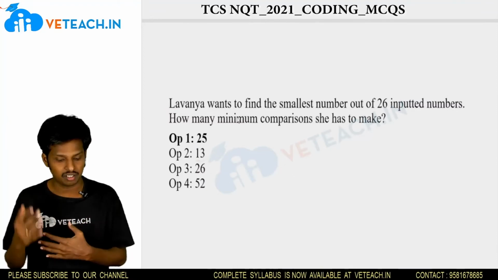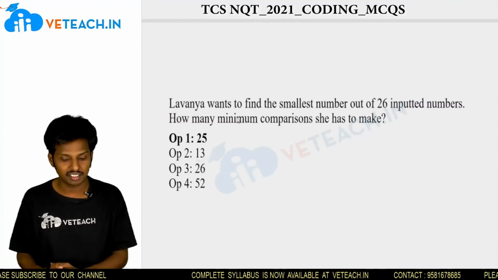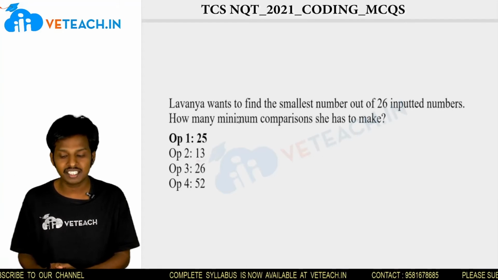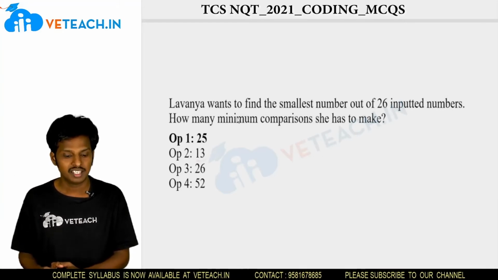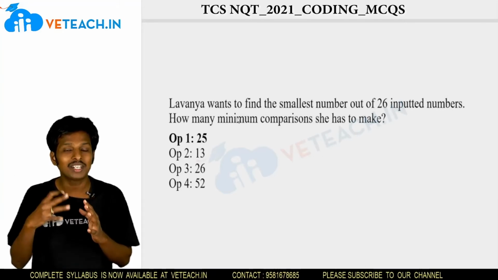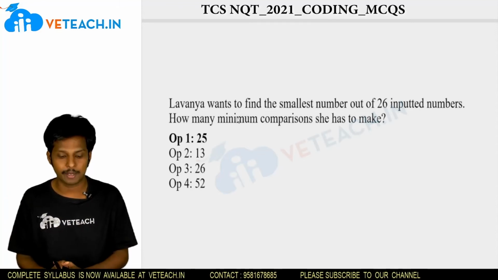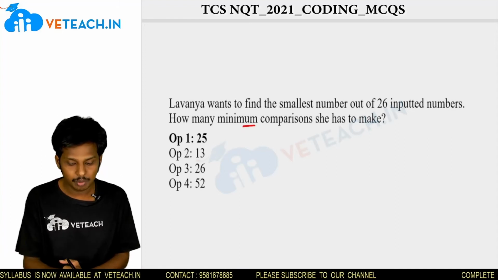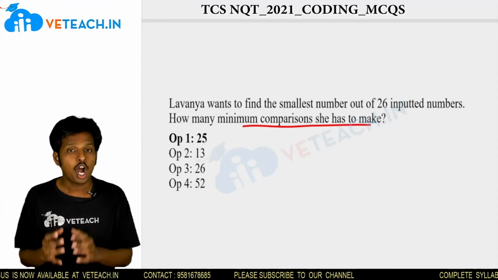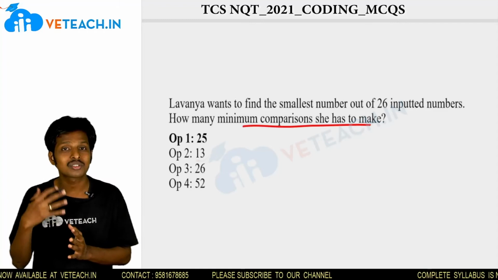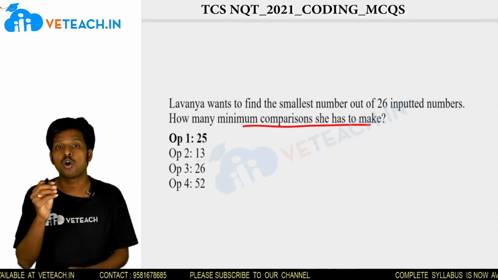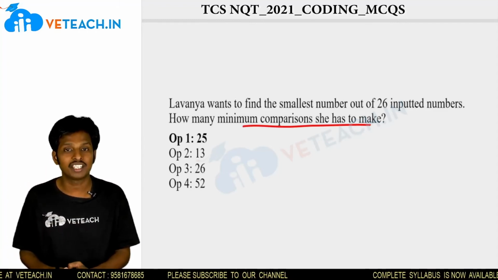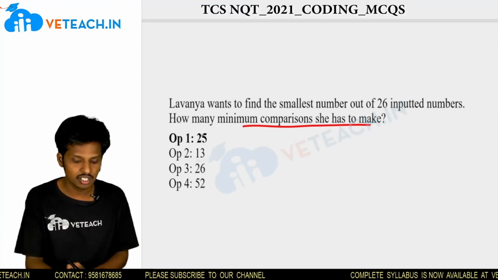Next, the other pattern is, Lavanya wants to find the smallest out of 26 inputted numbers. Means there are 26 input numbers given to the program, out of which she has to find the smallest number. How many minimum iterations does she have to make? How many comparisons does she have to make to find the smallest number? So the minimum number of comparisons we need to do is 25.